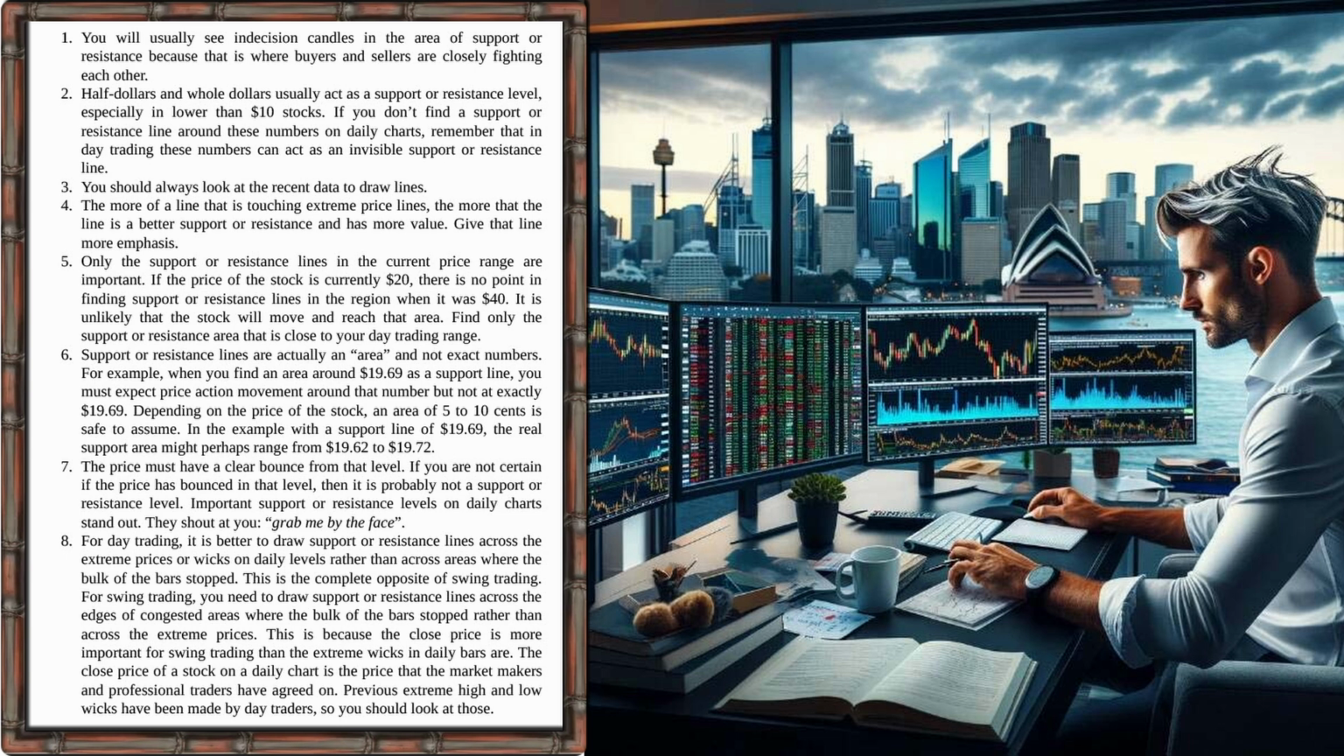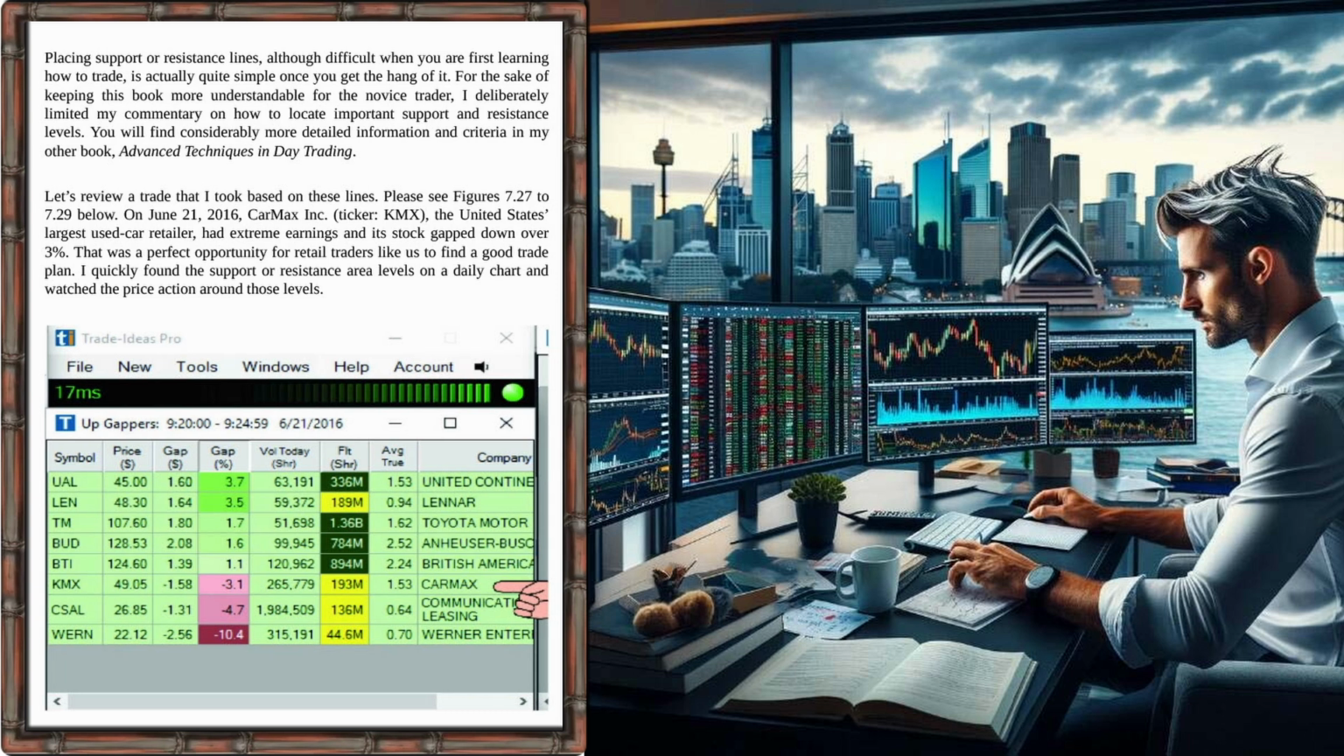The close price of a stock on a daily chart is the price that the market makers and professional traders have agreed on. Previous extreme high and low wicks have been made by day traders, so you should look at those. Placing support or resistance lines, although difficult when you are first learning how to trade, is actually quite simple once you get the hang of it. For the sake of keeping this book more understandable for the novice trader, I deliberately limited my commentary on how to locate important support and resistance levels. You will find considerably more detailed information and criteria in my other book, Advanced Techniques in Day Trading.